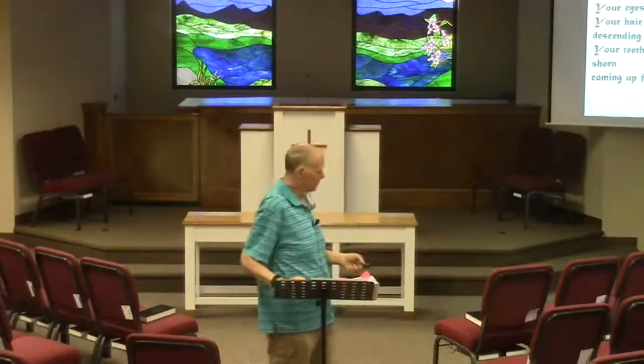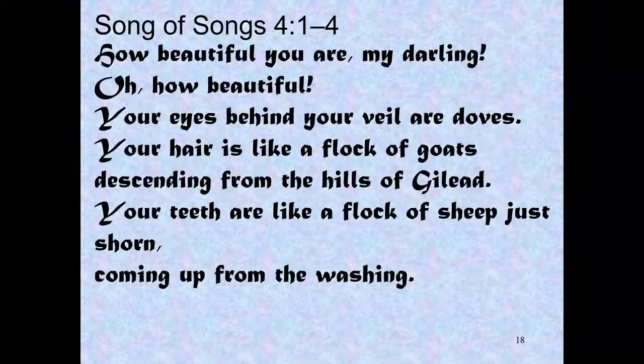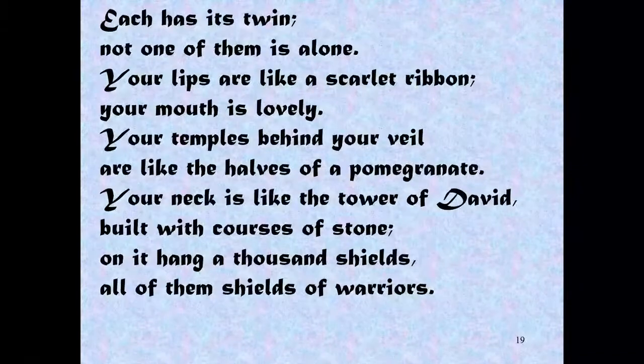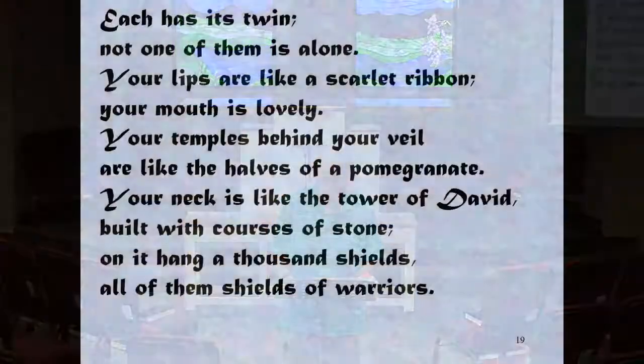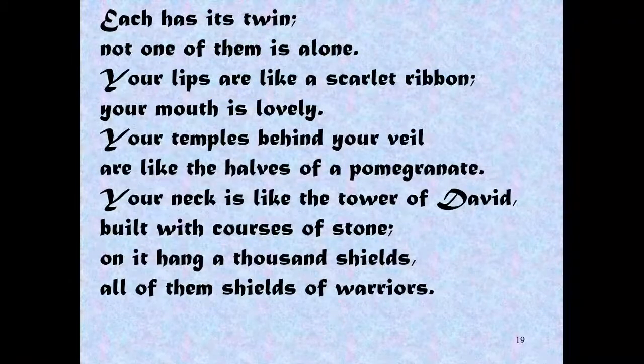For example, I've got the fourth chapter, a few verses there, and I'm going to read those. How beautiful you are, my darling. Oh, how beautiful. Your eyes behind your veil are doves. Your hair is like a flock of goats descending from the hills of Gilead. Your teeth are like a flock of sheep just shorn, coming from the washing. Each has its twin. Not one of them is alone. Your lips are like scarlet ribbon. Your mouth is lovely. Your temples behind your veil are like the halves of a pomegranate. Your neck is like the Tower of David, built with courses of stone, and on it hang 1,000 shields, all of them shields of warriors.